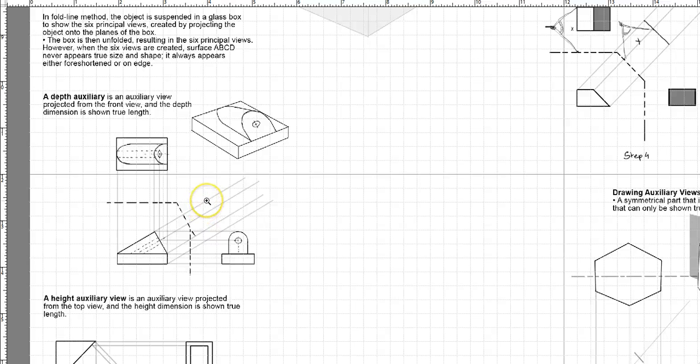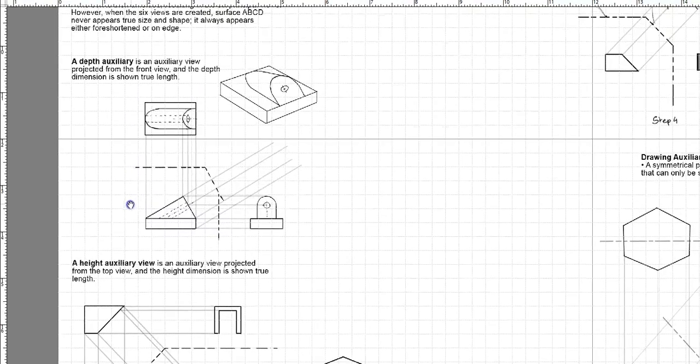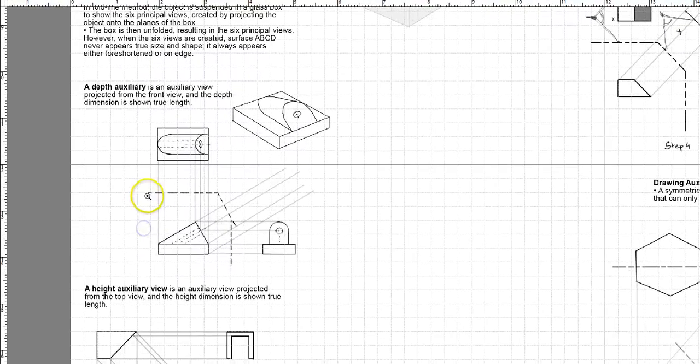Now one thing you have to understand and know is there are 3 different types of auxiliary views. One being the depth auxiliary view, one being the height auxiliary view, and the third one being the width auxiliary view. Now, the difference between these three is the depth auxiliary view is projected from the front view. So you look over here, this is the front view, and this is where it is projected from. And what we get is the depth dimension is shown in true length.